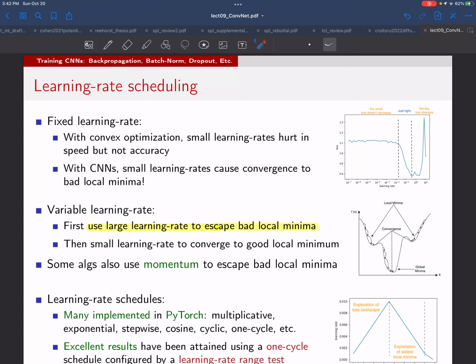Now, if you use a large learning rate all the time and you never change it, you'll get down to the bottom and you'll just bounce around and never really settle. You'll just keep bouncing around. So the idea is to use a large learning rate initially, but later in your training, use a small learning rate so that once you're in that good local minima or global minima, you can really settle near the bottom. That's the idea behind a lot of variable learning rate or learning rate scheduling schemes: first use a large one and then later a small one.